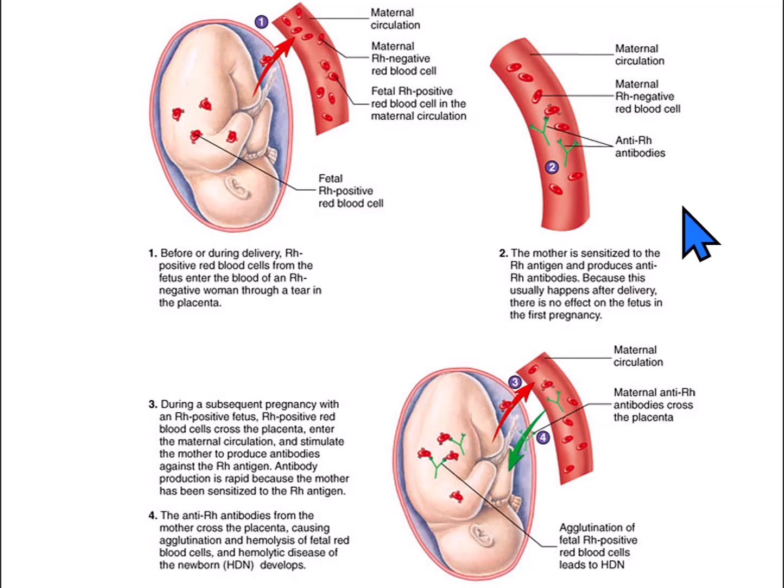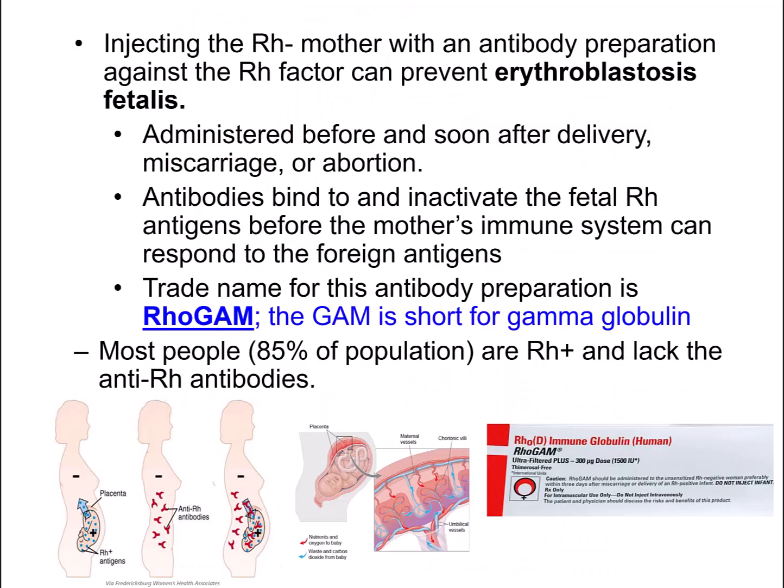Well, is there anything that can be done to prevent this? One of the ways that you can help to prevent this is by injecting an Rh negative female who's pregnant with an antibody preparation against the Rh factor. This can prevent this disorder, erythroblastosis fetalis, from happening. This antibody preparation, known as RhoGAM, and the GAM is short for gamma globulin, and the Rho is for the Rh factor, should be administered before or soon after delivery, a miscarriage, or an abortion, just to make sure that she doesn't become sensitized to it.